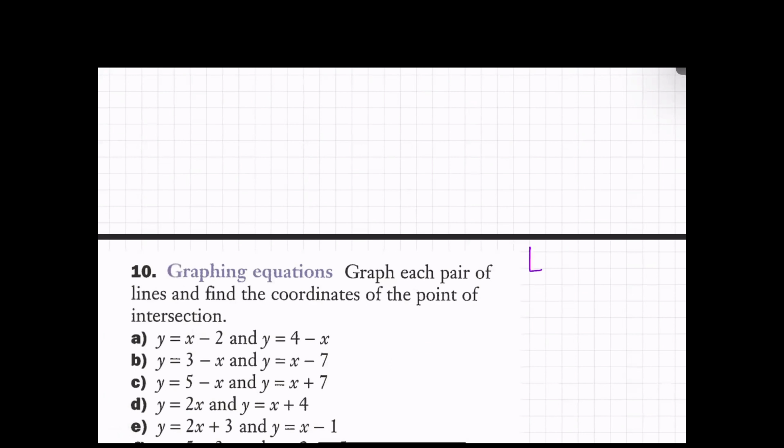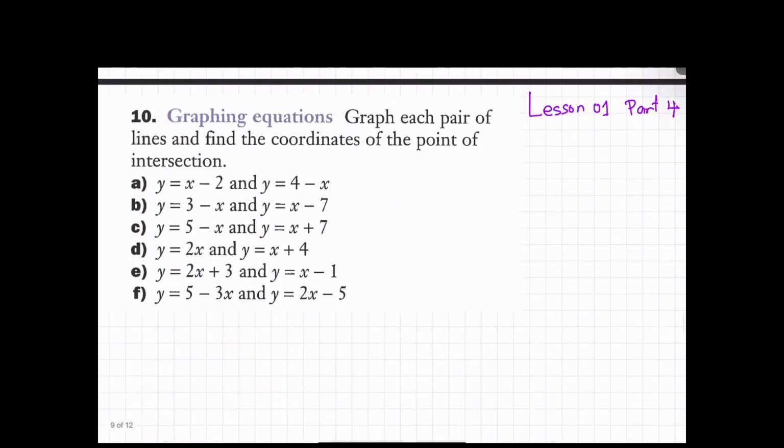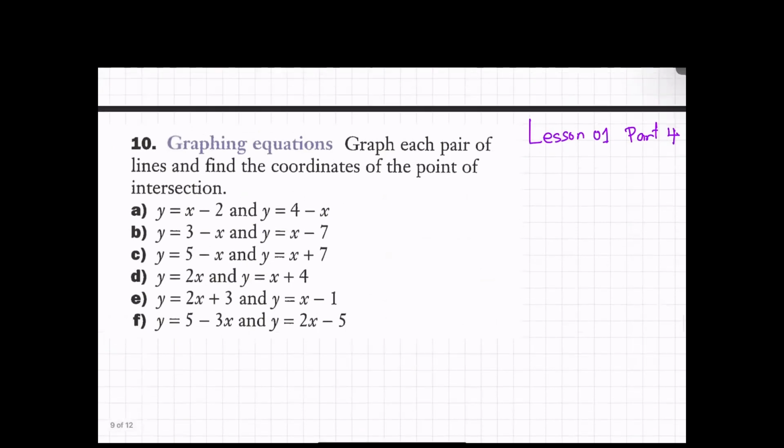So this is going to be lesson number 1, part number 4. So thank you for completing part number 3. So part number 4 is going to be very interesting, as you can see already here.